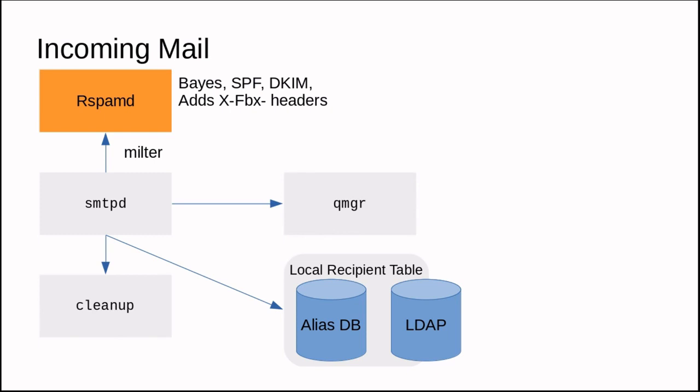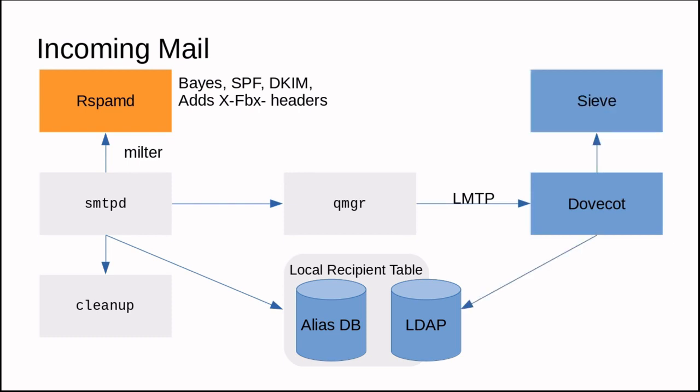The queue manager acts as a client to the LMTP interface of Dovecot. It talks to Dovecot via the Local Mail Transfer Protocol. Dovecot queries the LDAP database for user information. It runs Sieve filters to put the mail into a designated folder, and it saves the mail into the user's mail directory as specified by LDAP.